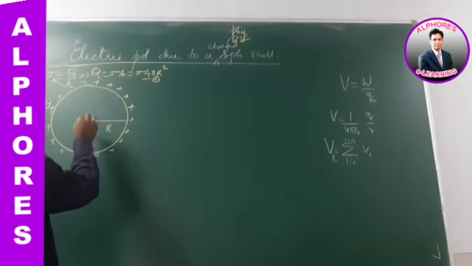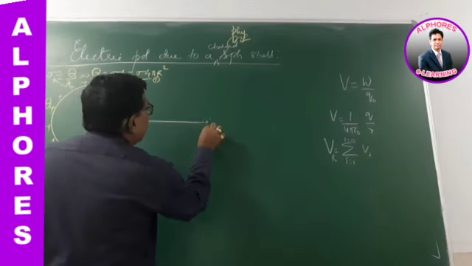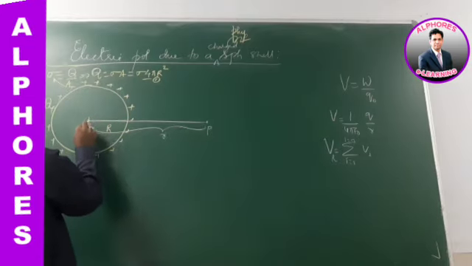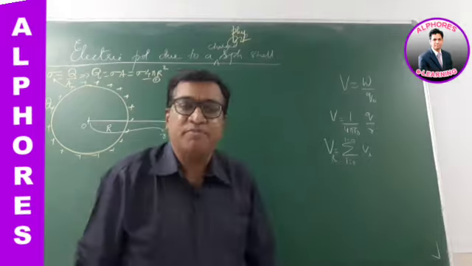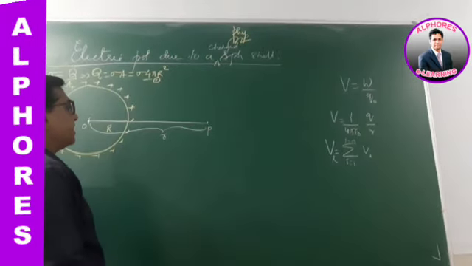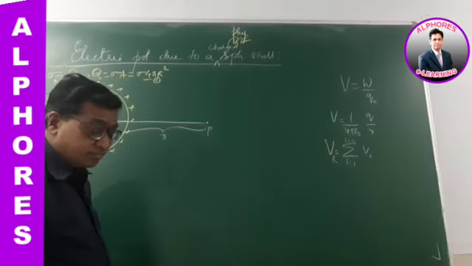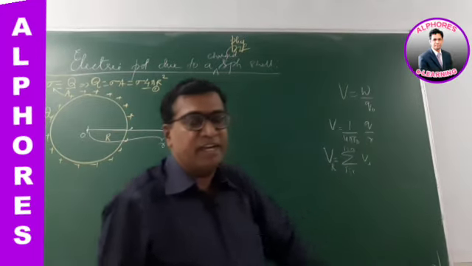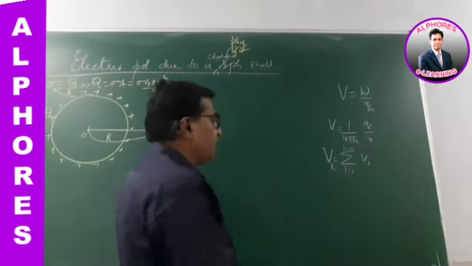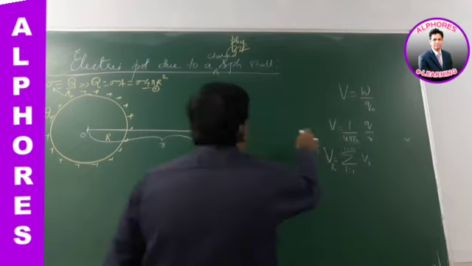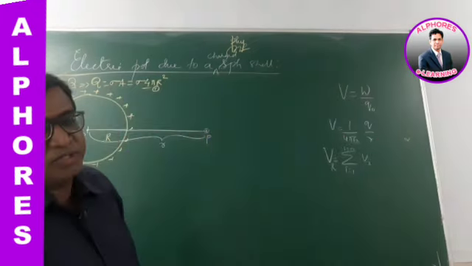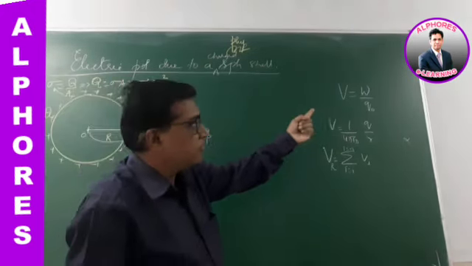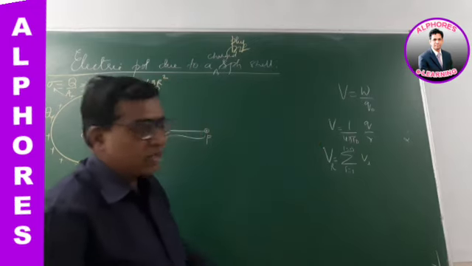Now I have to find the electric potential due to this charge at a point P, which is at a distance r from the center of the shell. Let the center of the shell be named O. By definition, electric potential is the amount of work done in moving a unit positive test charge from infinity to the point in the field. I am moving a test charge from infinity and placing it here. The work done W divided by the test charge q naught gives the electric potential.